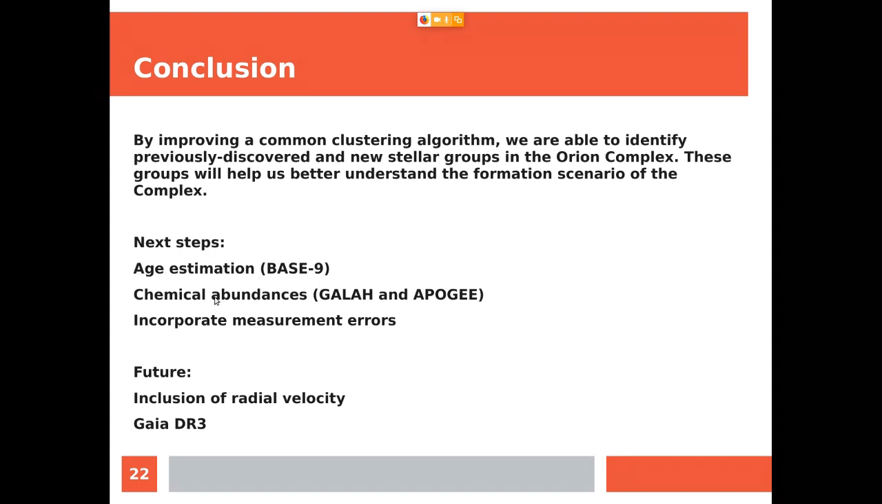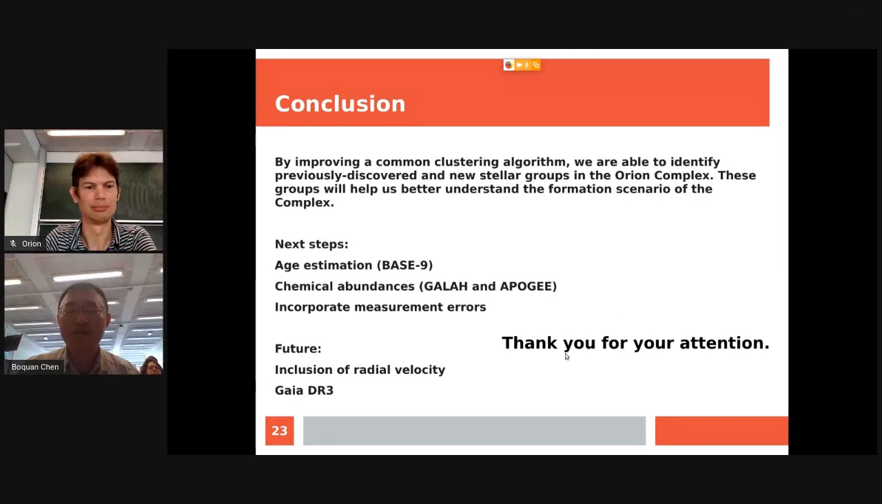algorithm, and second, we can study the chemical abundances from GALAH and APOGEE, and also the referee suggested we should incorporate measurement errors, and we'll be working on that. And in the future, of course, we hope to include the missing dimension, the radial velocity, as well as the better data from Gaia DR3. And with that, thank you for your attention, and I'll take questions.